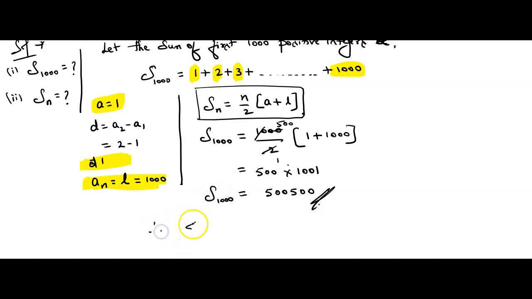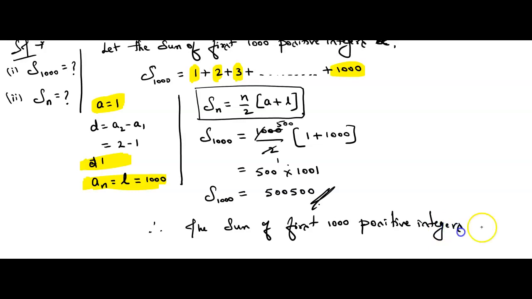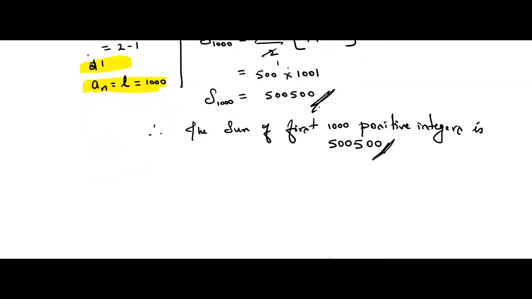Now we can write here, therefore the sum of the first 1000 positive integers is 500500. So this is the option 1 answer. Any doubts? Understood? Very good. Now let me solve the next case.